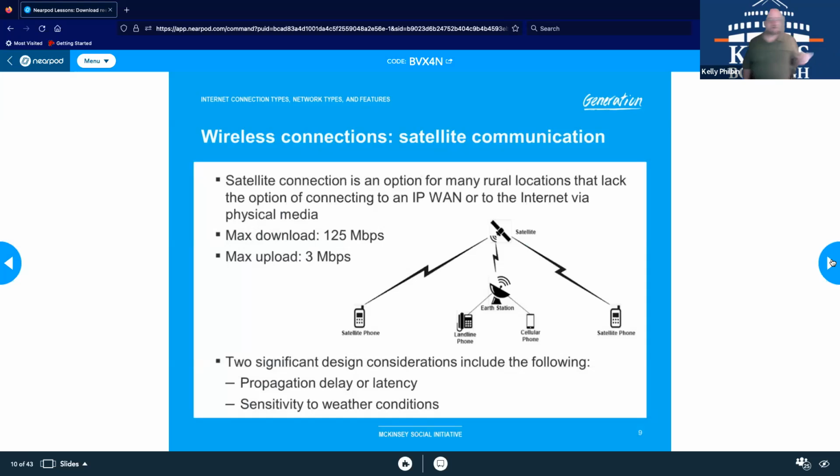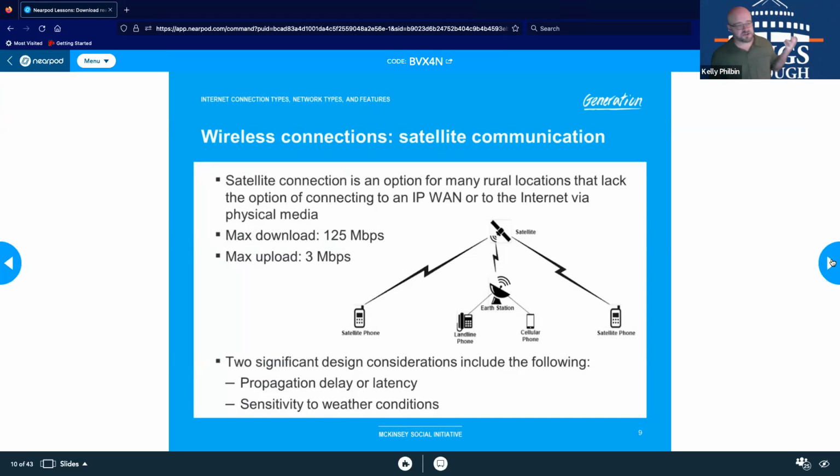All right. Other wireless communications, big one is satellite. Now, this is a wonderful thing for rural areas. You don't necessarily have to have the cables running to your phone or your house. You just need to have the dish going on and you're good to go. You can get download speeds around 125 megabits per second. I think Starlink claims they can beat that. Time will tell, we'll see.